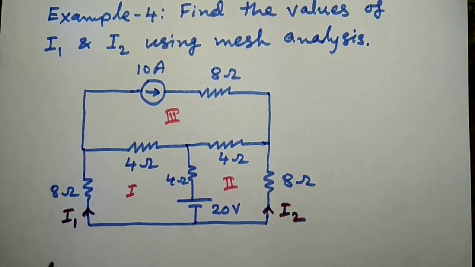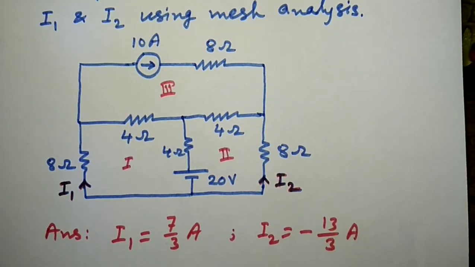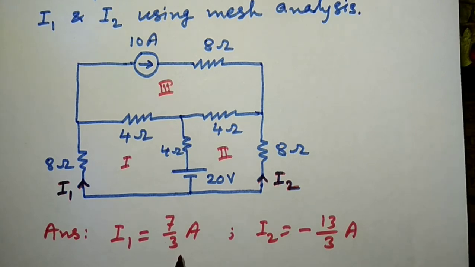After solving, you will get the answers. I1 will be 7 by 3 ampere and I2 will be minus 13 by 3 ampere. So I1 is 7 by 3 ampere, I2 is minus 13 by 3 ampere. So let's try to solve this question.